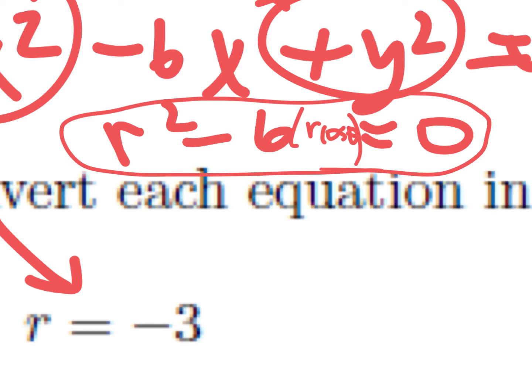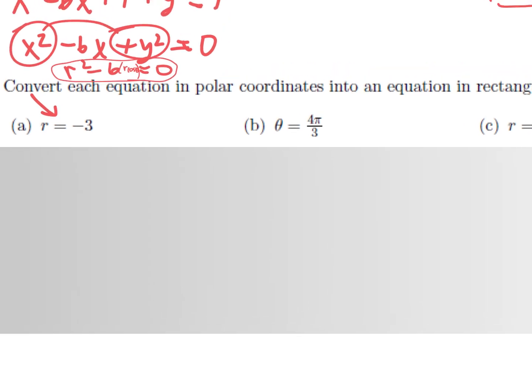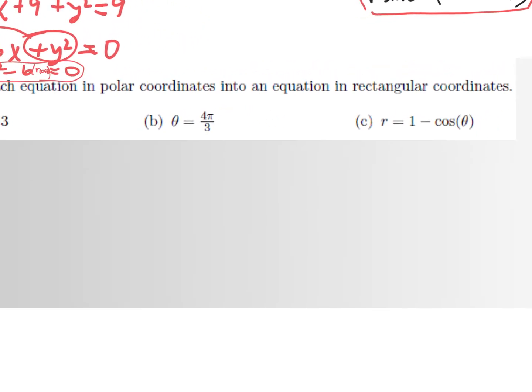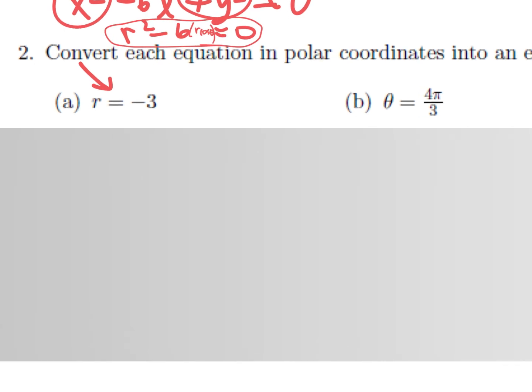All right, so convert each equation in polar into an equation in rectangular. At least you should be able to do these two. Try A and B. Those are polars. Make them rectangular. I'll pause for a second.